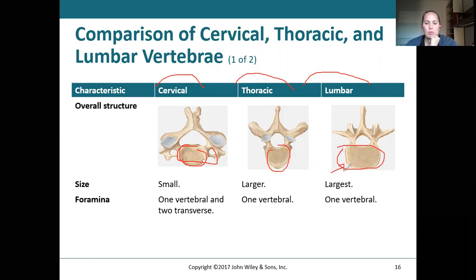There's your foramen. Here you have one vertebral, and here you have one vertebral and two transverse foramina. Again, these holes here allow for large structures to enter and exit through the spinal column. So this, again, like I said, would be a great compare and contrast slide that I would use while I was studying.